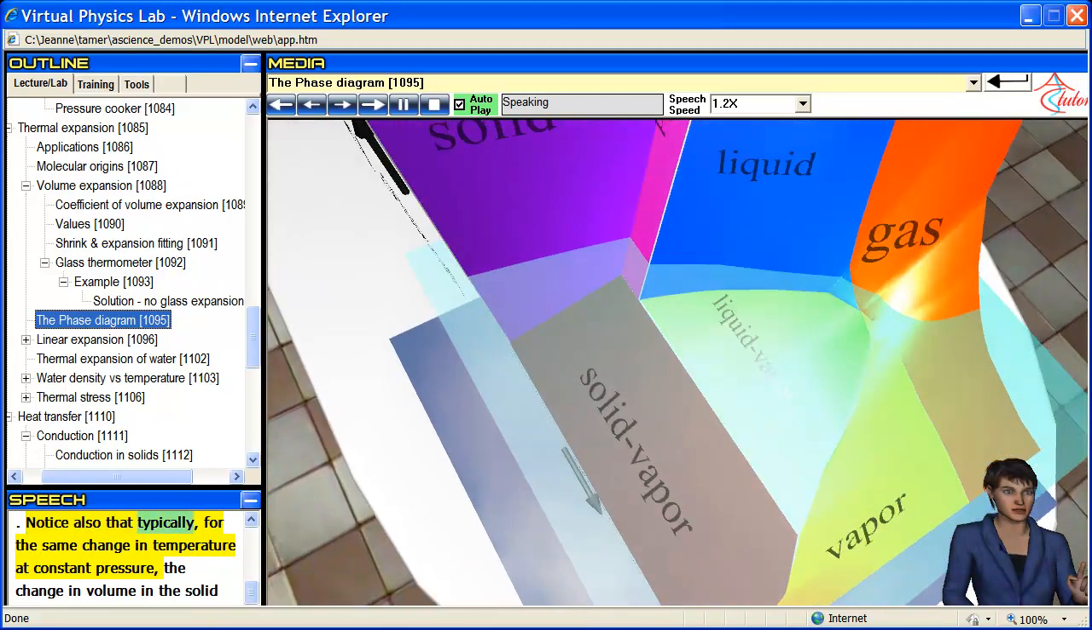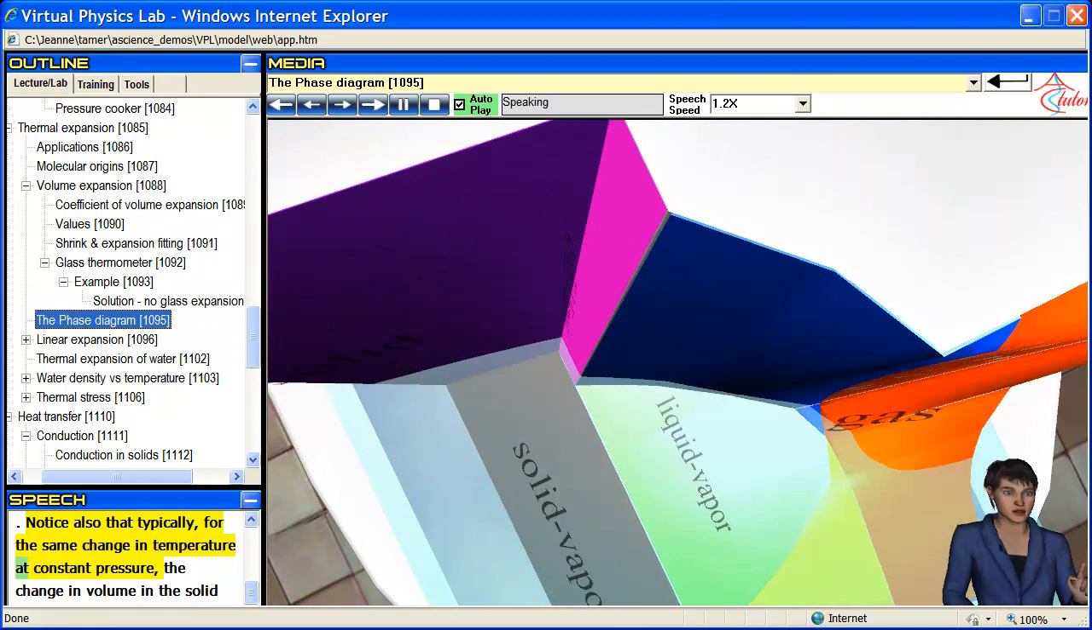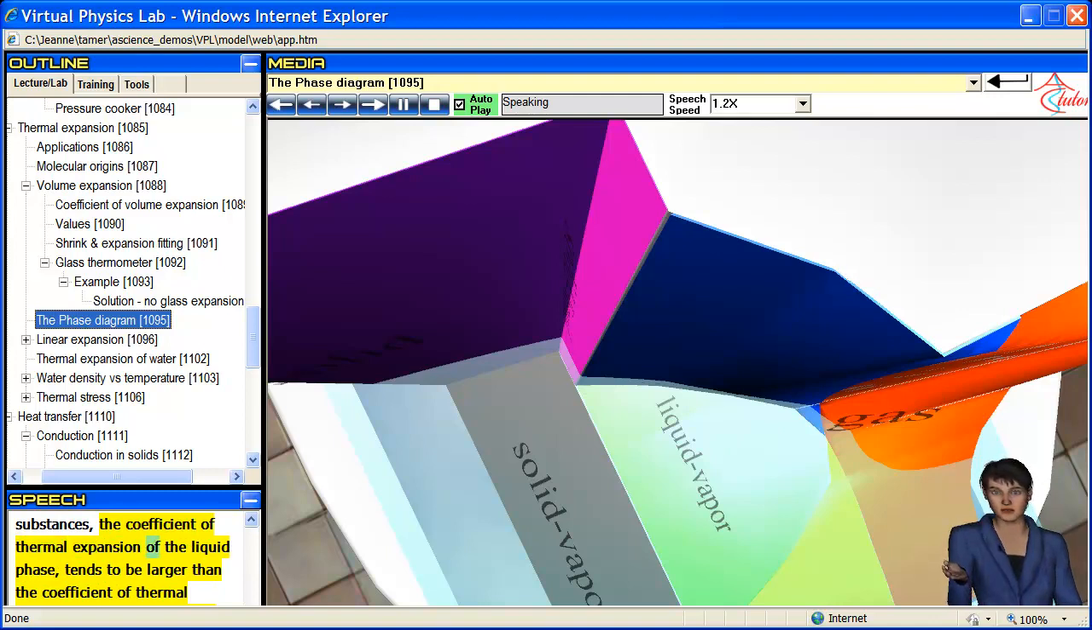Notice also that typically, for the same change in temperature at constant pressure, the change in volume in the solid region is generally smaller than the change in volume in the liquid region. This is in accordance with the generally observed fact that for most substances, the coefficient of thermal expansion of the liquid phase tends to be larger than the coefficient of thermal expansion of the solid phase.